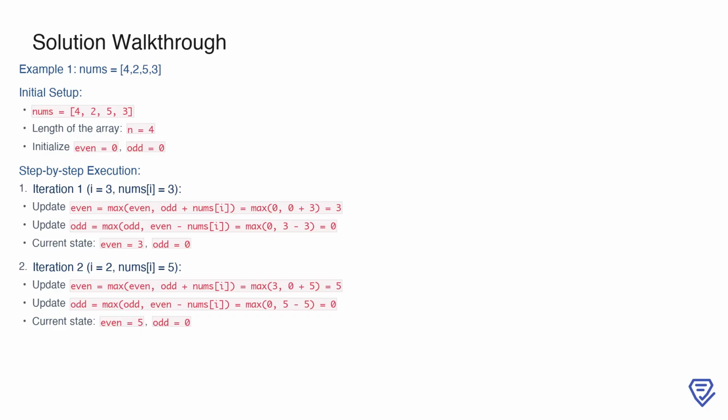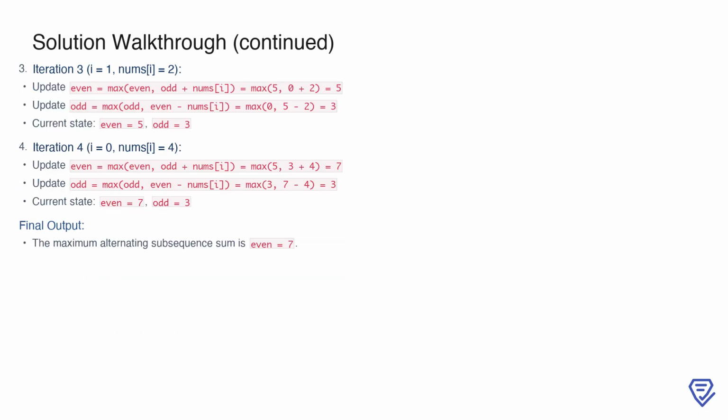In the first iteration, at index 3 where the value is 3, we update the even variable to the maximum of its current value and the sum of odd plus the current number, resulting in 3. The odd variable is updated to the maximum of its current value and the difference between even and the current number, which remains 0. At this point, even is 3 and odd is 0. Moving to the next iteration at index 2, where the value is 5, we perform similar updates. Even becomes the maximum of its current value and odd plus the current number, which updates it to 5. Odd remains 0. Now, even is 5 and odd is 0 after this step.